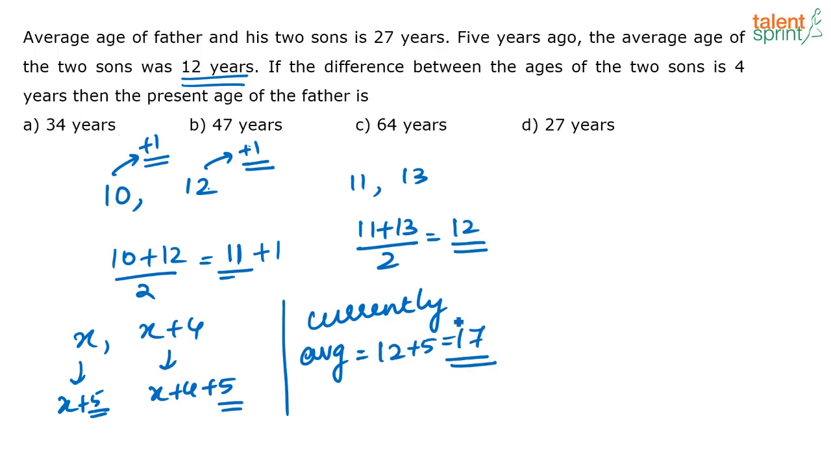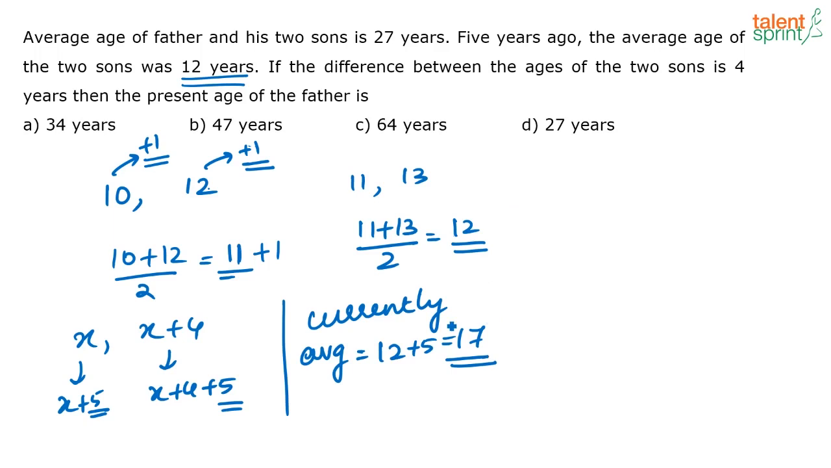If you do it this way, solving it will become much easier, right? And then, what are they saying? 5 years ago, the average of the ages of the two sons is 12 years. So, currently the average age of the two sons is 17 years, and then they are saying that the average age of all the three people put together is 27, correct? The father and the two sons put together is 27.